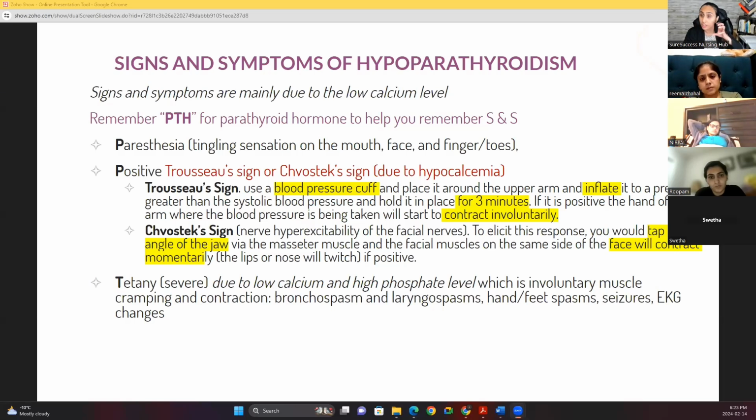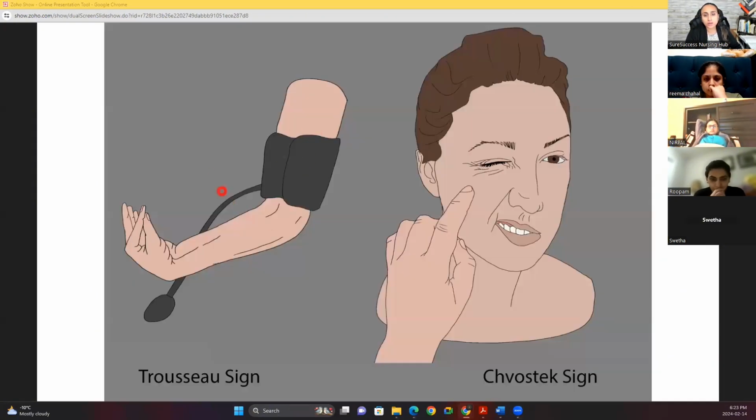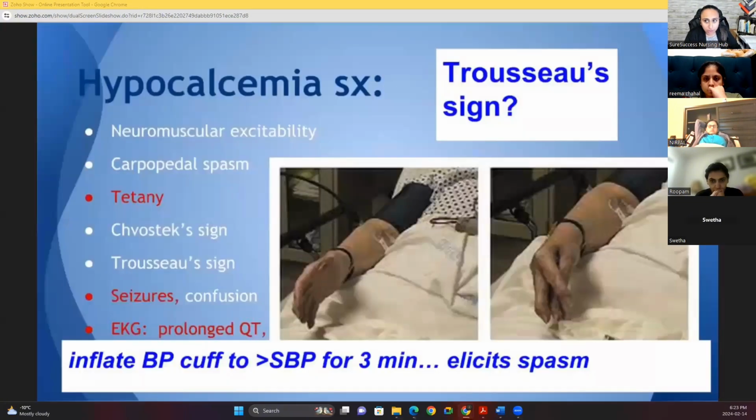Remember that the muscle activity is increased, so it is the opposite: hypocalcemia is happening. And what is happening with hypoparathyroidism? Calcium is low and hypophosphatemia. Remember the signs are opposite to the suffix to remember the sign and symptom, as I told you. Trousseau is this one and Chvostek is this one. Once again, hypocalcemia.